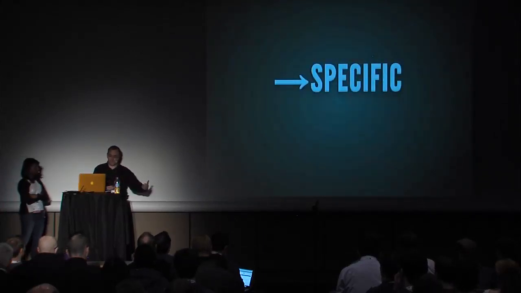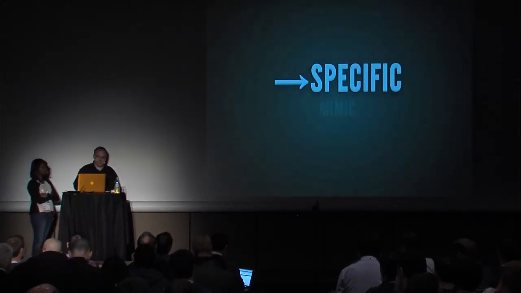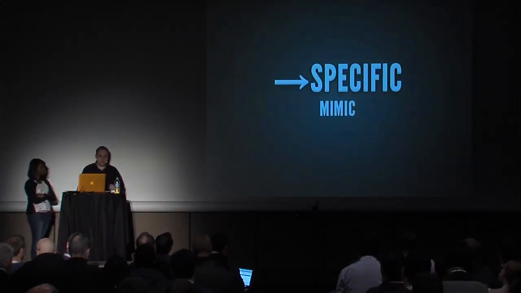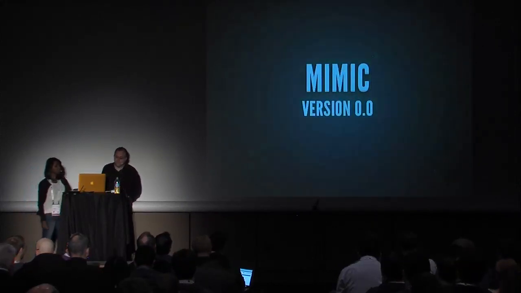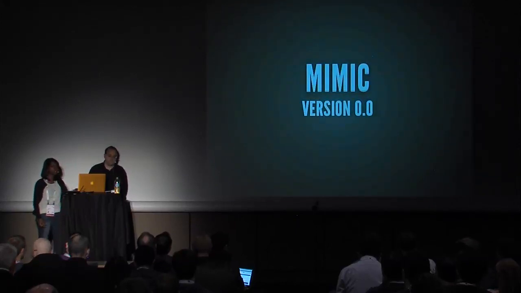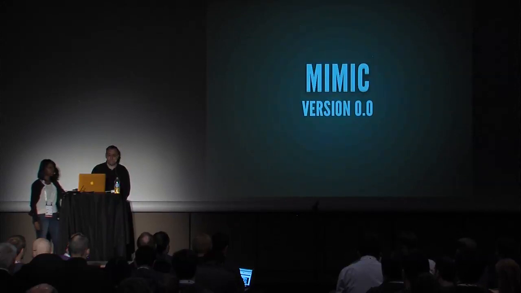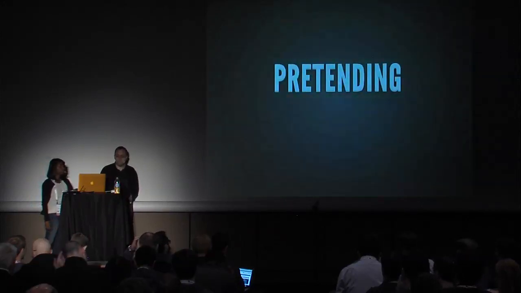Since we've been proceeding from the general to the specific, right here, where we needed a realistic mock of a back-end OpenStack service, is where the specific value of Mimic comes in. So the first version of Mimic was built as a stand-in for services such as identity, compute, and Rackspace Cloud load balancers, the services that Autoscale depends on. The essence of Mimic is pretending.